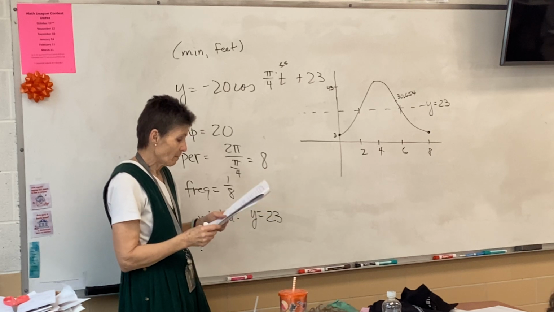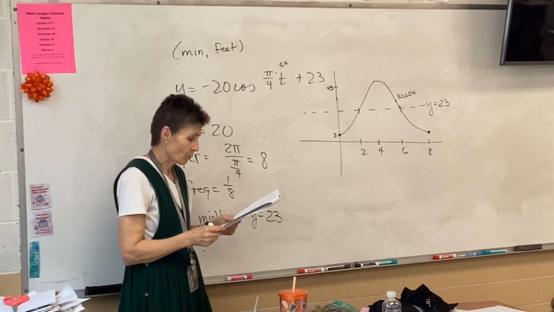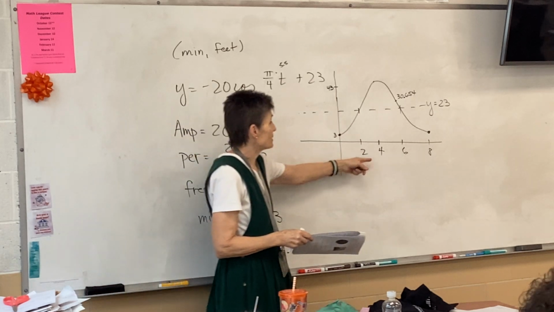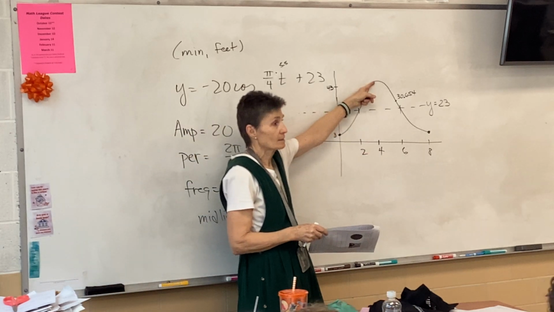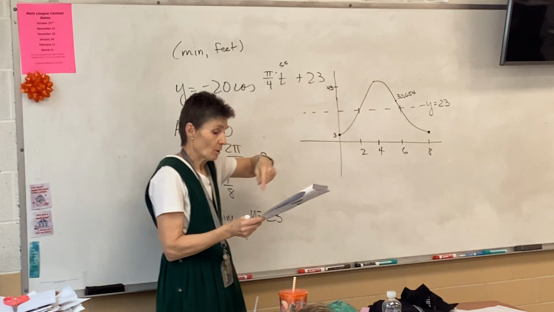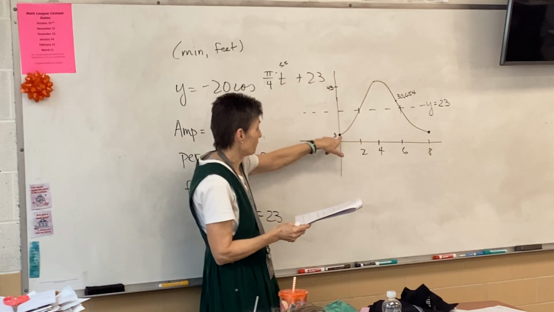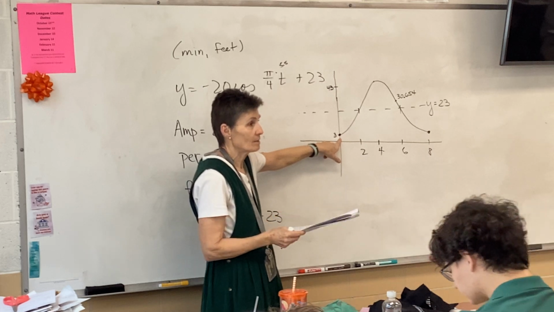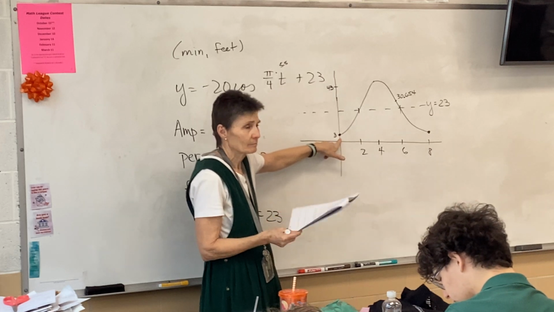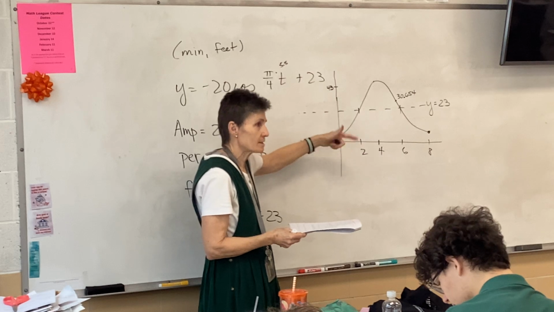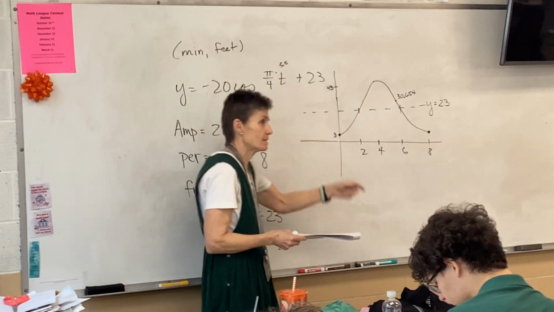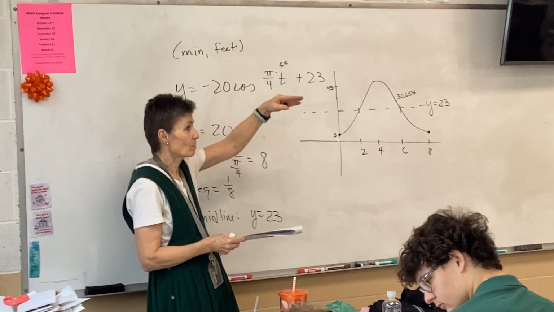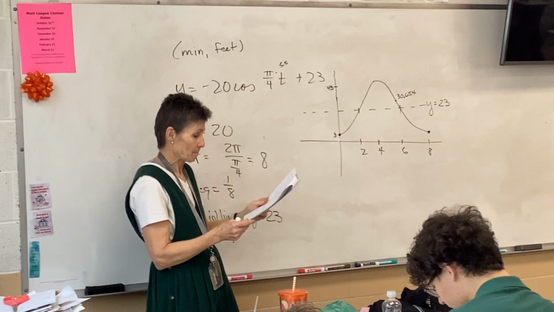What is the maximum height that Patty is ever off the ground? Maximum height she's ever off the ground is 43. What is the minimum height she's ever off the ground? 3. How come it's not 0? Because she's not sitting on the ground, right? She's sitting on a bench of a Ferris wheel that's 3 feet off the ground, apparently.